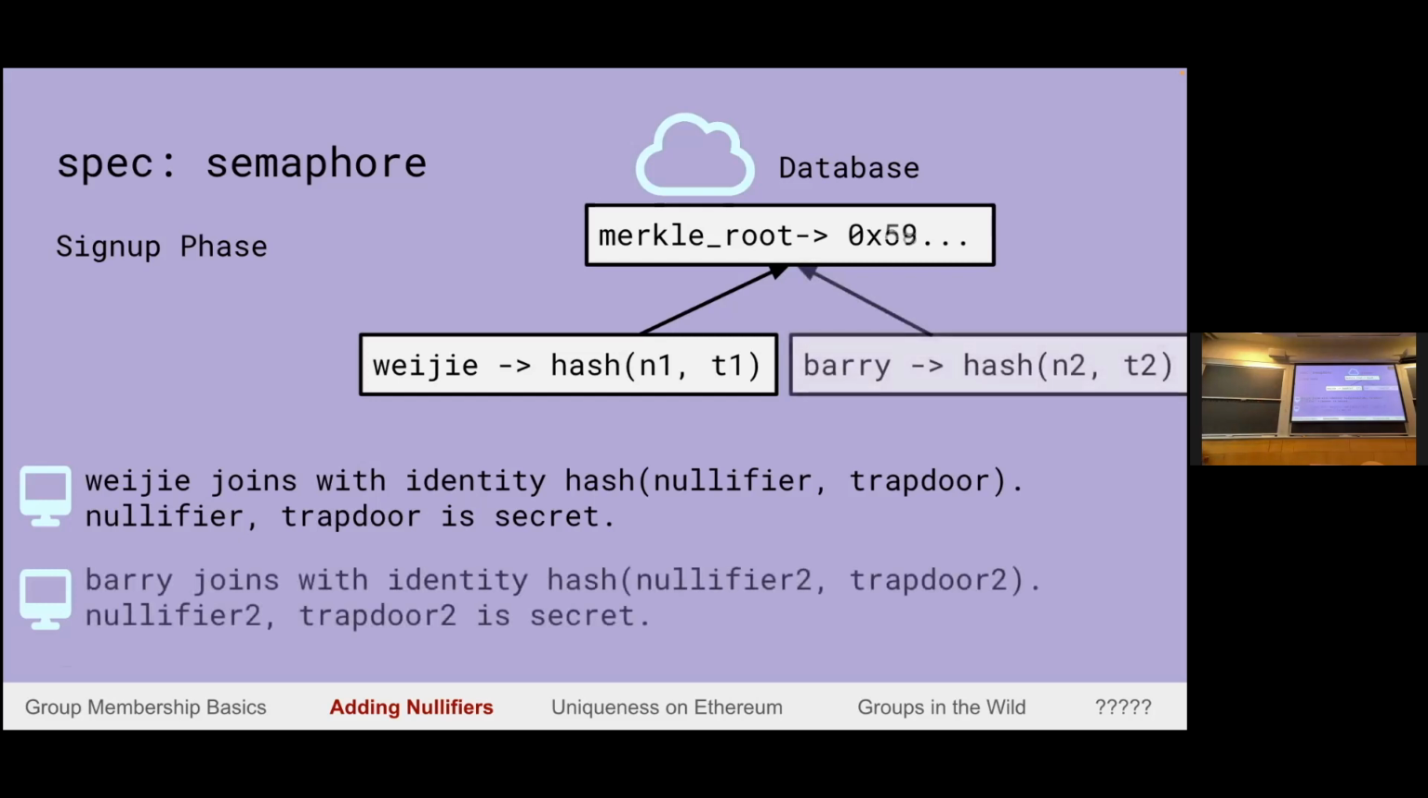And similarly, other people can join the database. They can post their identity hash, keep their secrets local on their computer, and the Merkle root of the database can update.